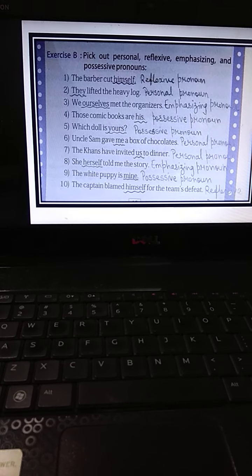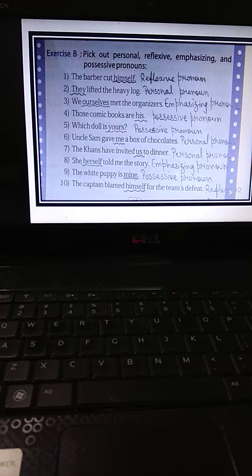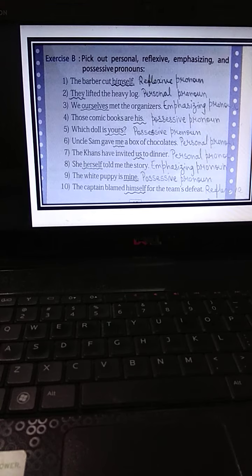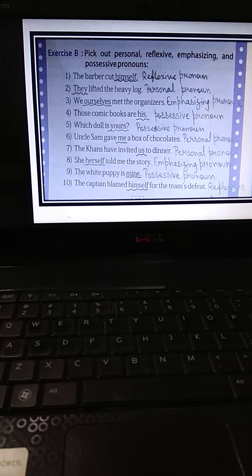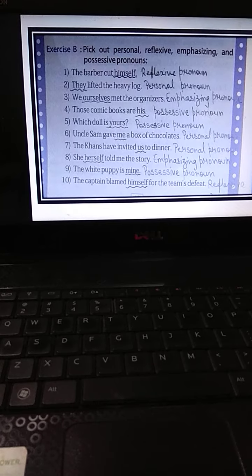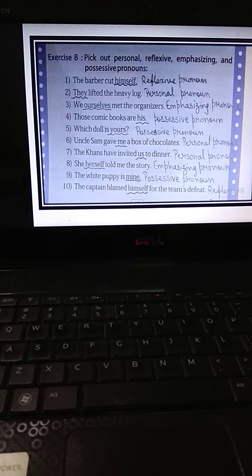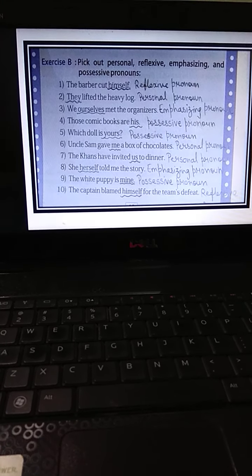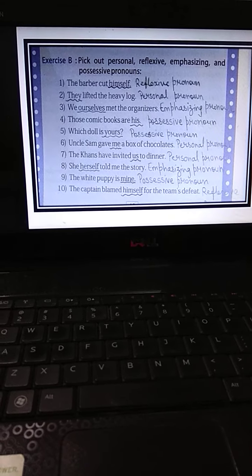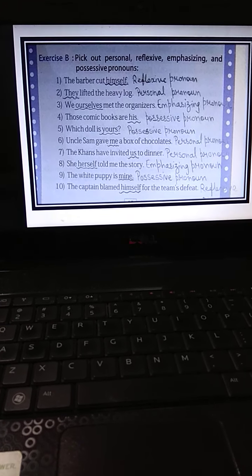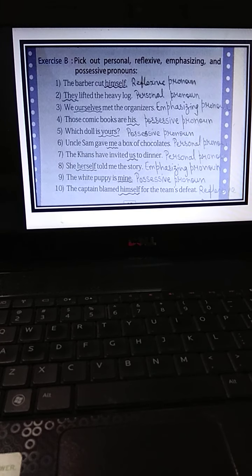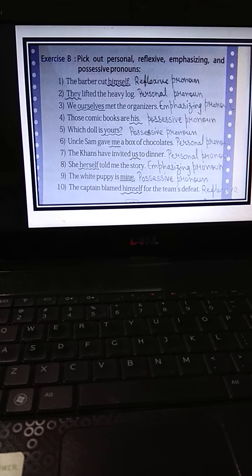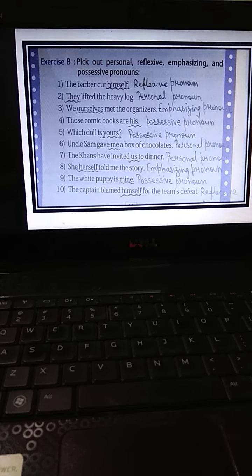Us, personal pronoun. 8. She herself told me the story. Herself, emphasizing pronoun. 9. The white puppy is mine. Mine, possessive pronoun. 10. The captain blamed himself for the team's defeat. Himself, reflexive pronoun. So in these sentences, we have to find out personal, reflexive, emphasizing and possessive pronouns.